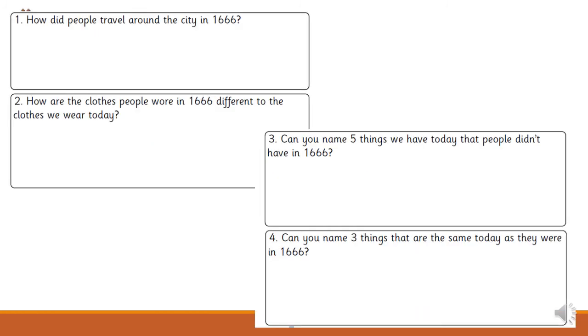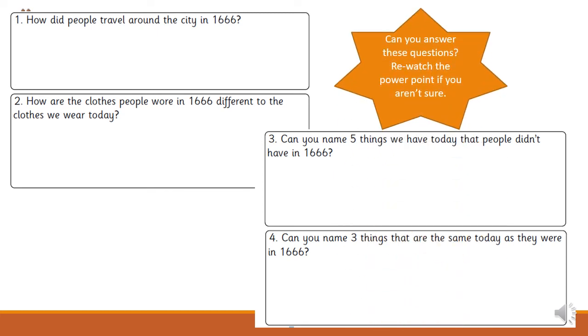And then the second thing that I want you to do is to answer these 4 questions. How did people travel around the city in 1666? What sort of clothes did they wear during that time? Can you name 5 things we have today that people didn't have in 1666? And can you name 3 things that are the same today as they were in 1666? Now the last 2, 3 and 4, you can draw pictures if you want to.